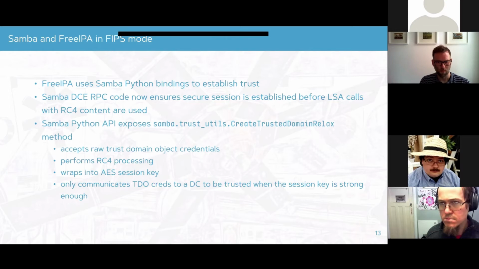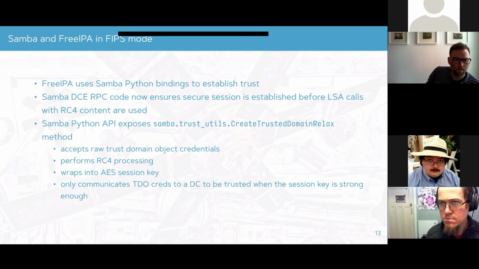It is called Create Trusted Domain Relax, which accepts the raw trust domain credentials, so really the password buffers used for the TDO definition, and it internally switches the FIPS mode for the libraries back and forth to operate on RC4, and then ensures that we actually have an AES session key, so that our session is encrypted with the right crypto algorithm, and then uses that to wrap the processing and communicate to the external domain controller that we want to establish the trust with.